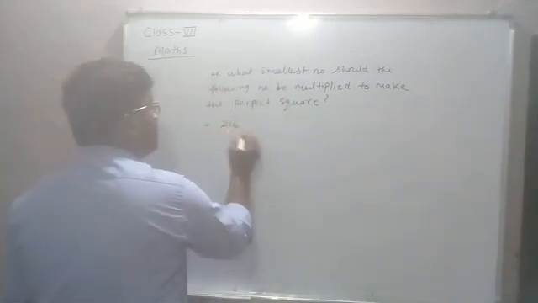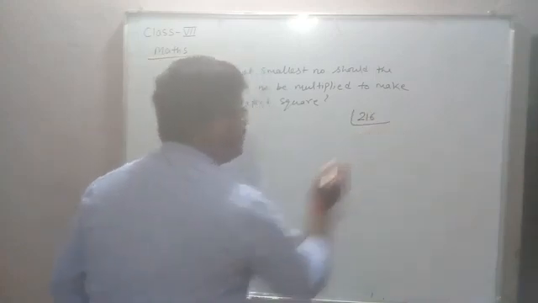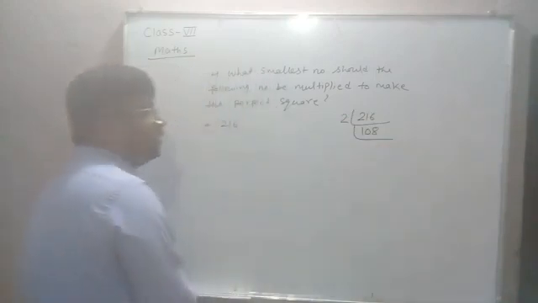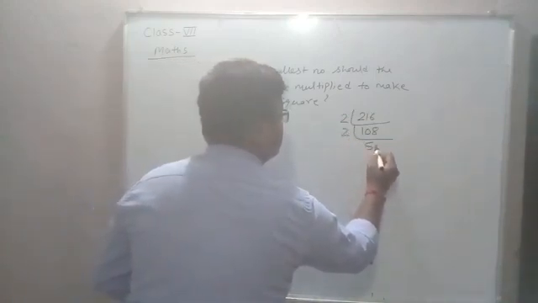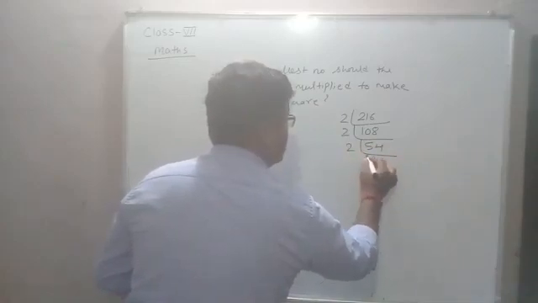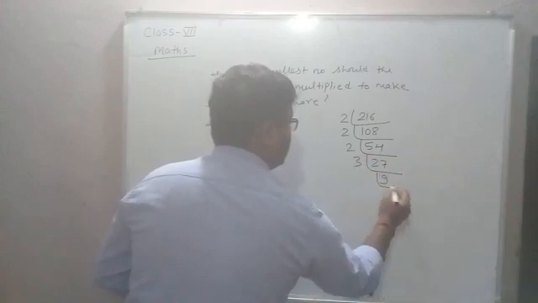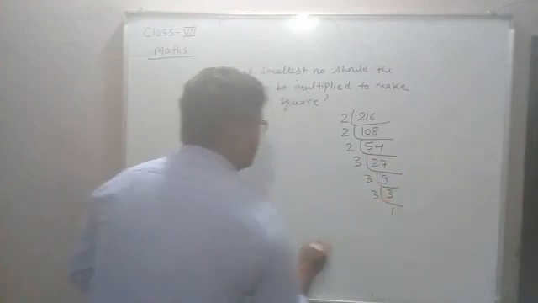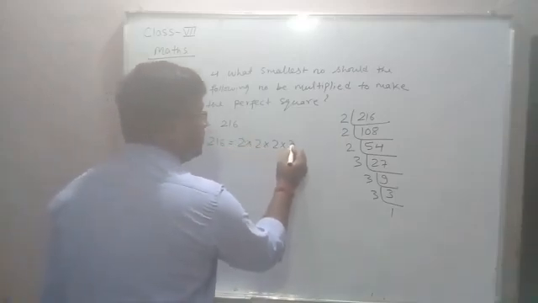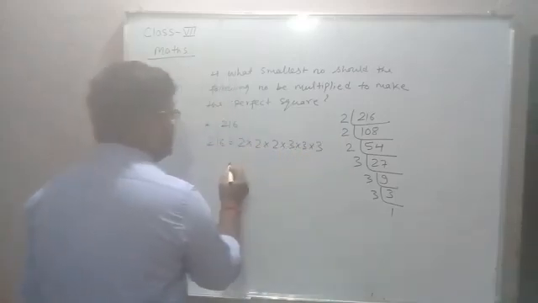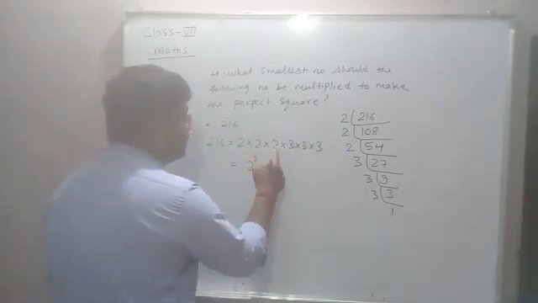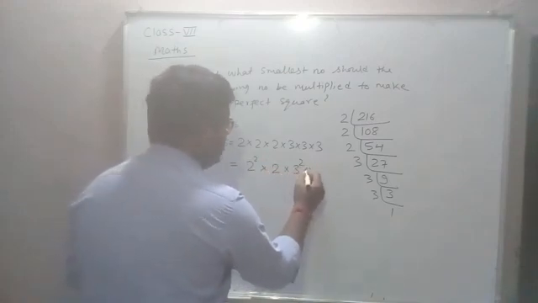216. Again let's find the factors of 216. 2 ones are 2, 2 108s are 216, again divided by 2, 54, then 2 27s are 54, 3 9s are 27, 3 3s are 9, 3 1s are 3. So 216 can be written as 2 into 2 into 2 into 3 into 3 into 3. Let's make pairs. These two 2s are a pair, this 2 is remaining. Here 3 is a pair and 3 is remaining.